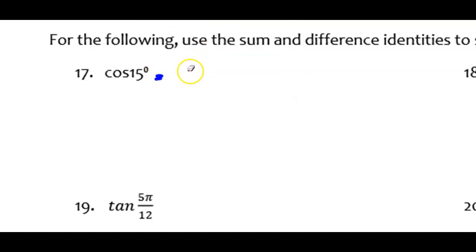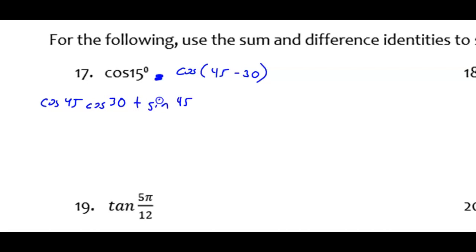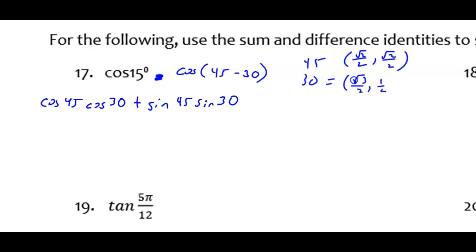Because there are no angles that can add to give you 15 degrees on the unit circle. So let's do cosine of 45 minus 30. So that gives me cosine of 45, cosine of 30 plus sine of 45, sine of 30. Now, if you look at a unit circle, for 45, you have the point radical 2 over 2, comma radical 2 over 2. And for 30, you have the point radical 3 over 2, comma 1 half.